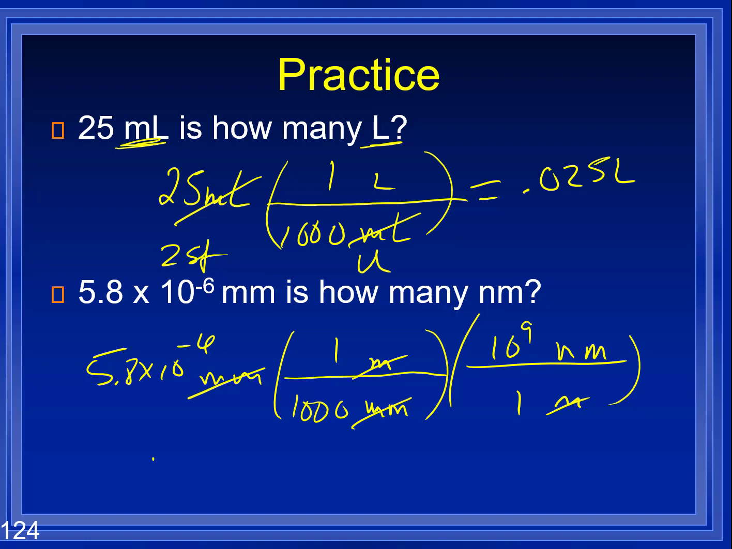Now I can just push this in my calculator as 5.8 EE negative 6 divided by 1,000, because it's on the bottom, times 1 E9, and I get my 5.8 nanometers.